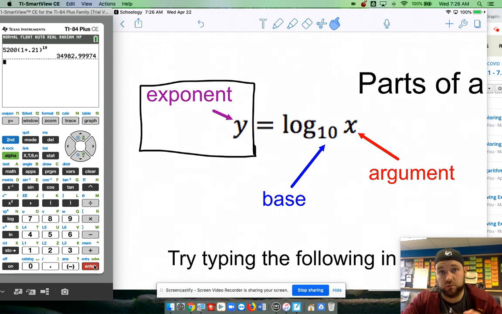This is all brand new, but we're going to see how it works, and it'll make a little bit more sense in a minute. But every logarithm has a base number, and then it has an argument right after it. And most of the time, that argument is also going to be a number.